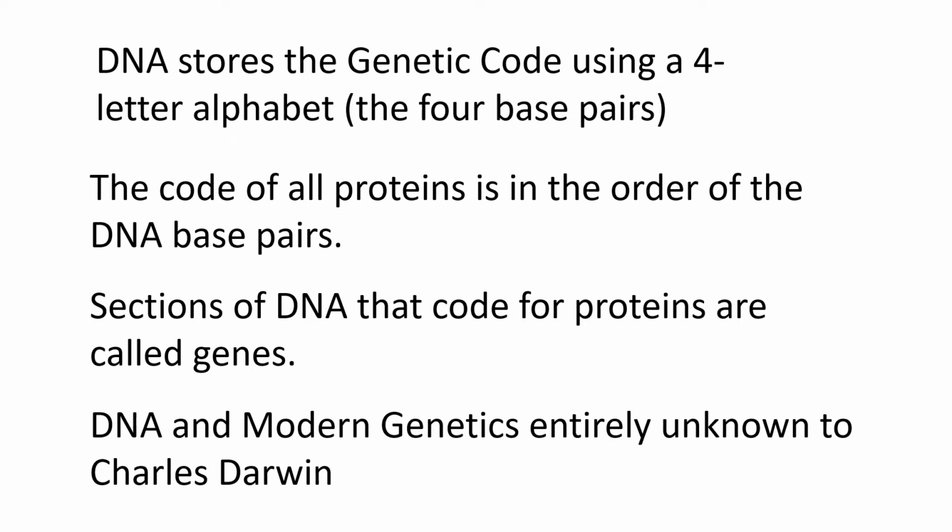Now, it is important to note that DNA and modern genetics were entirely unknown to Charles Darwin when he came up with his theory of evolution. He said that random changes in organisms were acted upon by natural selection. For example, a giraffe that had a slightly longer neck than other giraffes might be better adapted to survive, and we start then selecting for giraffes with slightly taller necks, and over many generations we evolve an animal that has a very long neck, i.e.